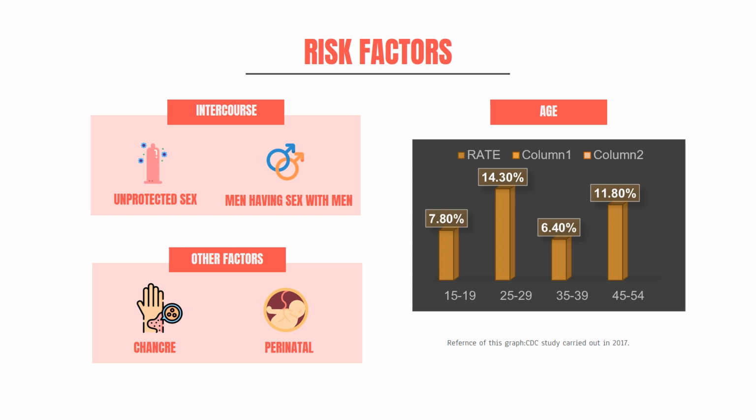Then this is the graph which shows the age and occurrence of syphilis. So the highest cases of syphilis are in the age of 25 to 29, which is 14 to 40.30%. In the age of 15 to 19, it is 7.80%. In the age of 35 to 39, it is 6.40%. And in the age of 45 to 54, it is 11.80%. This study was carried out in 2017 by the CDC.